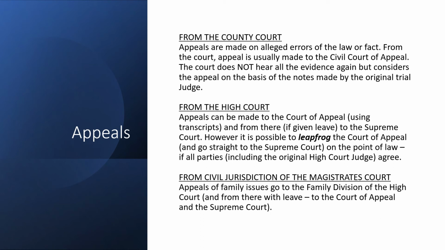Now from the High Court, appeals can be made to the Court of Appeal using transcripts, and from there, if given leave to appeal, to the Supreme Court. However, it is possible to leapfrog the Court of Appeal and go straight to the Supreme Court on a point of law, if all parties, including the original High Court judge, agree. Now, from the civil jurisdiction of the Magistrates' Court, appeals of family issues go to the Family Division of the High Court, and from there to the Court of Appeal, and then possibly to the Supreme Court.